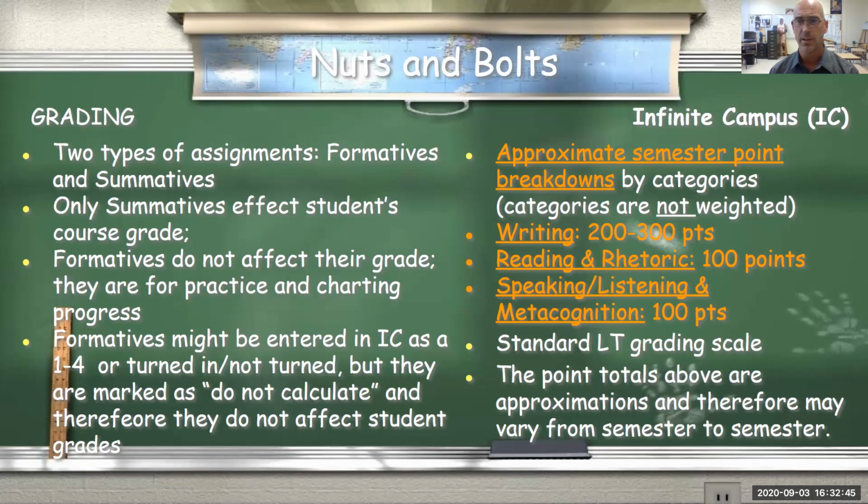So in terms of our categories, none of these are weighted, but they are writing, reading and rhetoric, and speaking and listening and metacognition. The bulk of the points for a semester come from the writing category, typically 200 to 300 points, reading and rhetoric up to 100 points, and speaking and listening and metacognition also up to about 100 points. Standard grading scale. If you have any questions, please feel free to contact me. Obviously, point totals could vary, but that's a good approximation.